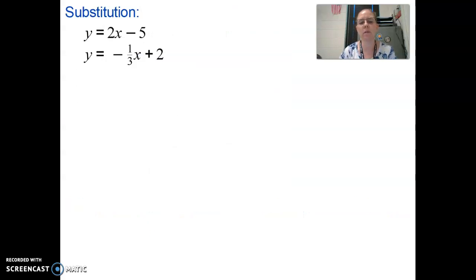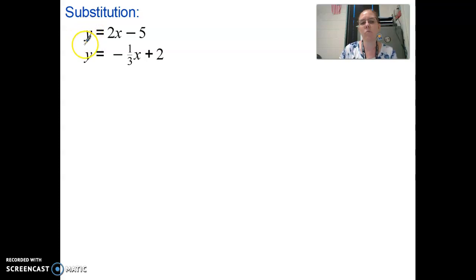Okay, so let's do this one. Y equals 2x minus 5 and y equals negative 1/3 x plus 2. If I wanted to, I could graph this. They're both in a good form to graph, but I'm going to choose to do it by algebra because that eliminates the possibility for a lot of graphing errors.